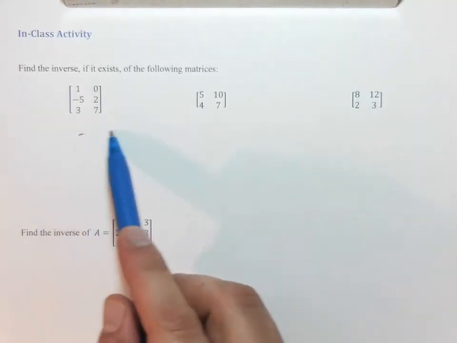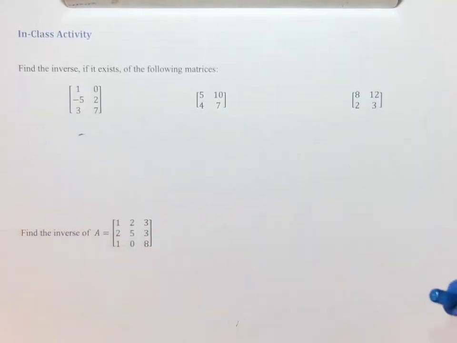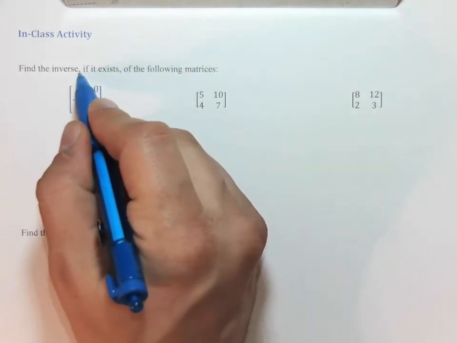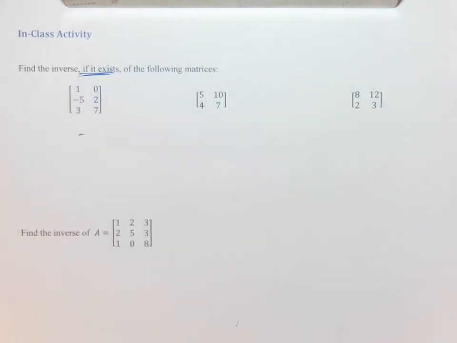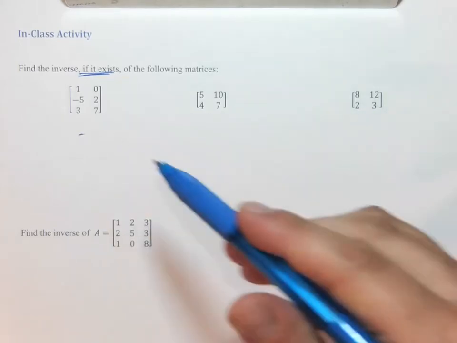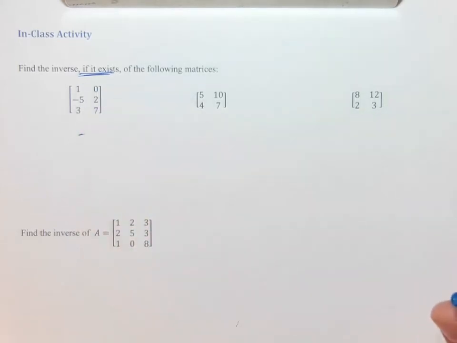So the first three here are finding the inverse of 2 by 2 matrices if it exists, right? Some of them will not exist, and so you should be able to think about that, right? These are all either 2 by 2s or some weird non-square one. So you can do these without using a calculator.